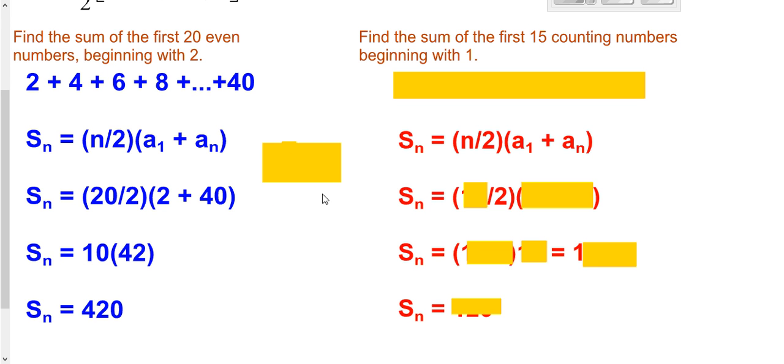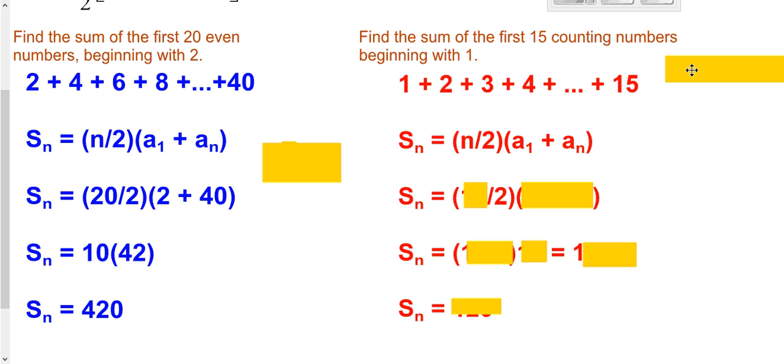The next problem, we're asked to find the sum of the first 15 counting numbers, beginning with 1. So that means we have 1 plus 2 plus 3 plus 4, all the way until we get to 15. You can see that it's arithmetic because you're adding 1 each and every time. So we can use our arithmetic series formula. We can take the number of terms, which was 15. We can take our first term, which was 1. We can take our last term, which was 15.